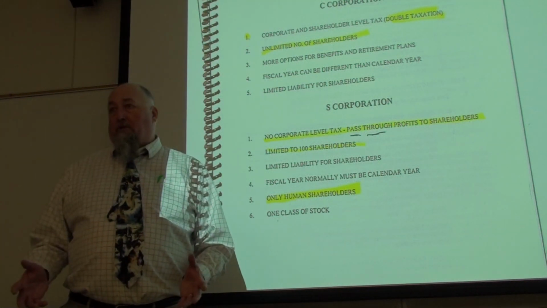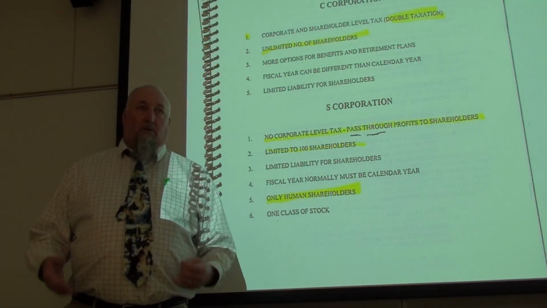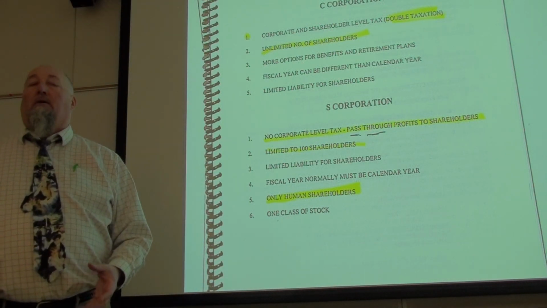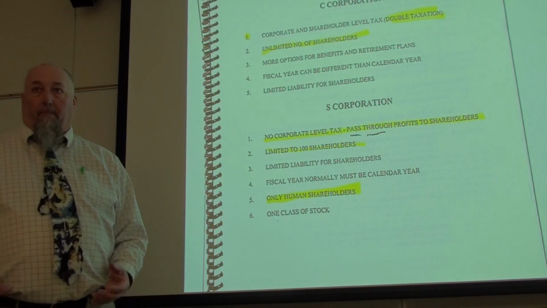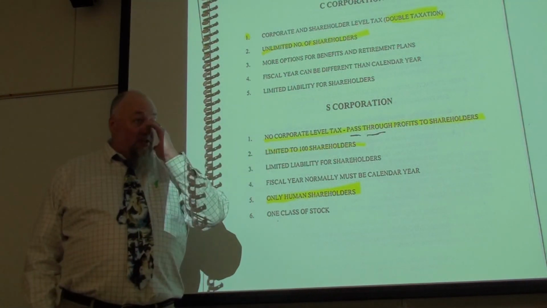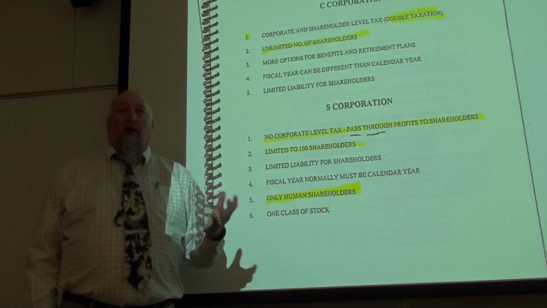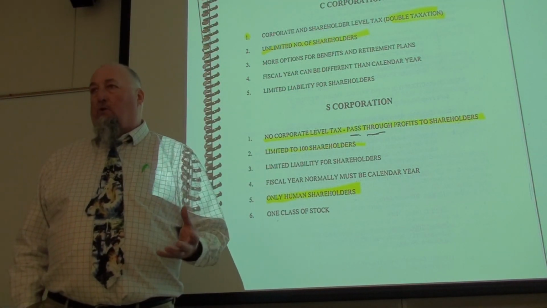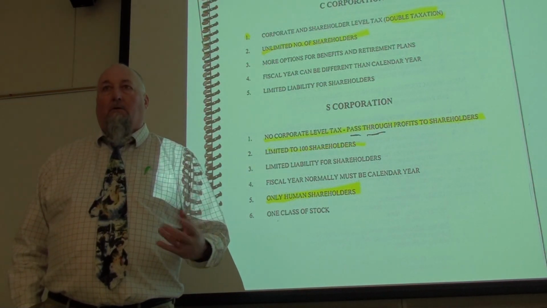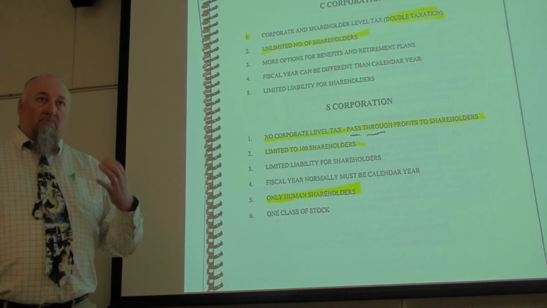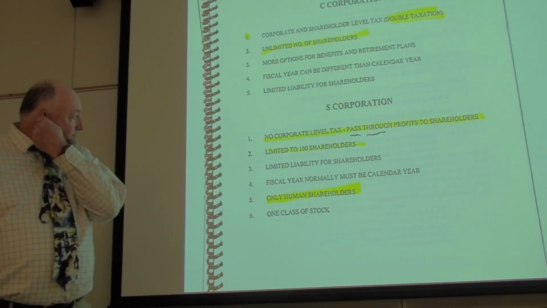You only have 100 shareholders, not 1 million. So you're not going to see publicly traded S corporations. That's not the intent or the purpose of an S corp. Okay, so it's going to be a small business. I don't know what the average is, I should look that up sometime, but I would say the average number of shareholders nationwide for an S corp is probably less than 10. Maybe less than 5, just because it's usually for small business.